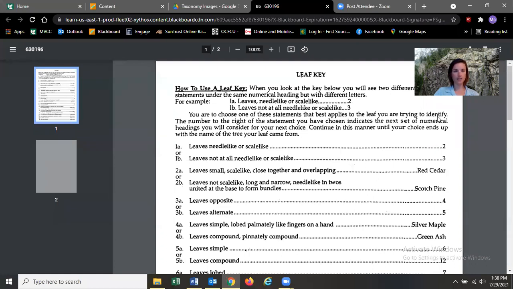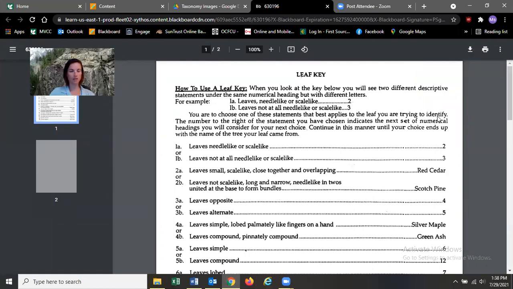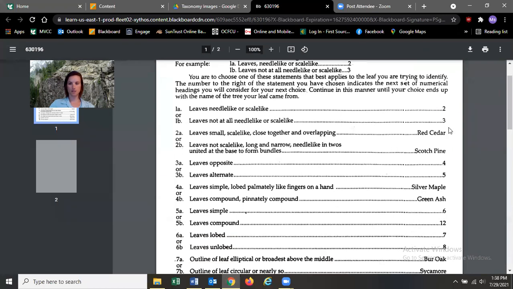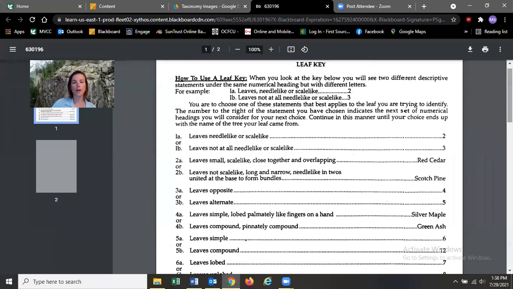So let me move myself out of your way. So we're going to use this. We're going to say, okay, think about that leaf image, and you can call it up and look at it as you're using this, download stuff, open multiple windows, whatever you need to do. So first we're looking at 1A or 1B.